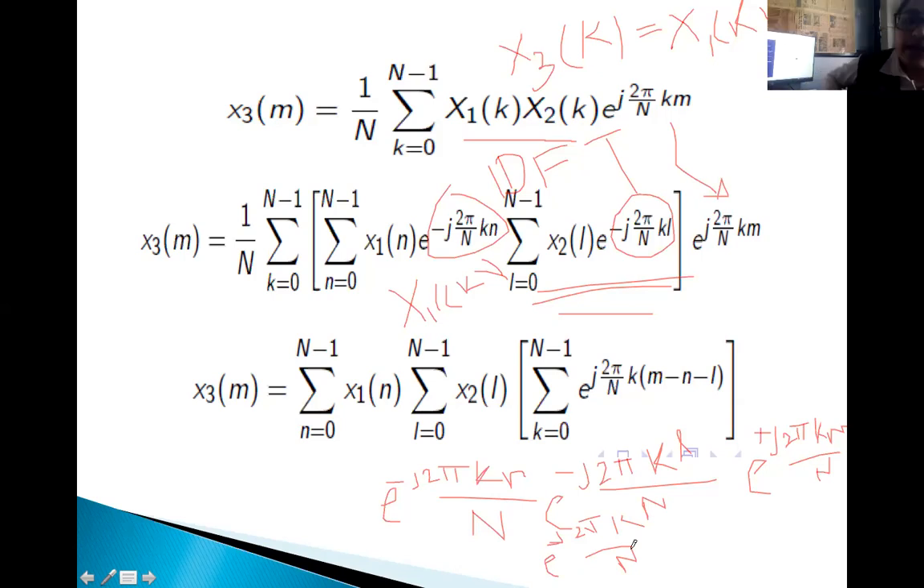या तीन टर्म मधून आपण काय केलंय? e raised to j 2 pi k upon capital N हे बाजूला काढलं. तर इथं काय राहणार आहे आता ह्या टर्म मध्ये? What is going to remain here? If I am taking e raised to j 2 pi k upon capital N, पहिल्या bracket मध्ये what will be there in this bracket? n will be remaining. From this, L will be remaining, and at the end here, the M will remain.